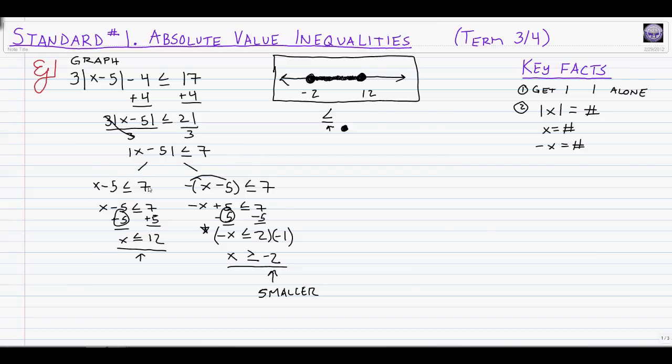Either the inside could be positive, and that could be less than or equal to 7, or the inside could be negative, in which case the negative of it could be less than or equal to 7. And then from there we just solved two inequalities, remembering that we did have to flip the switch along the way. And that gave us our answer, which we shaded correctly.